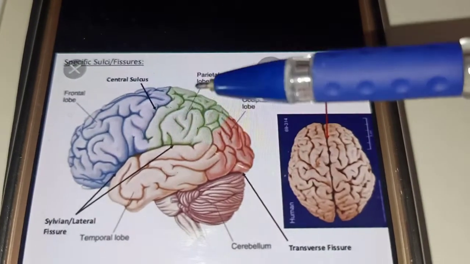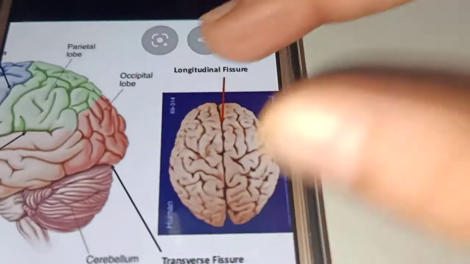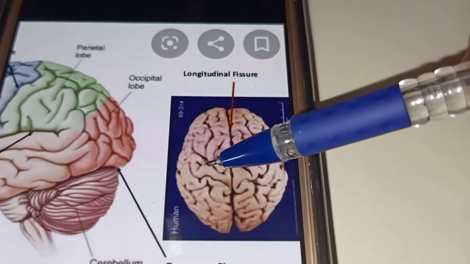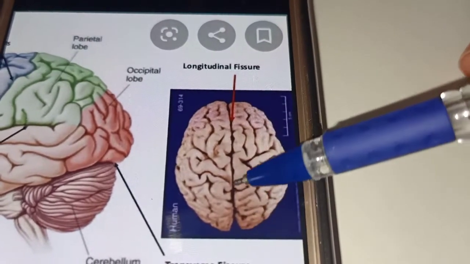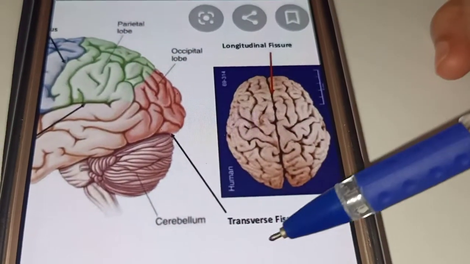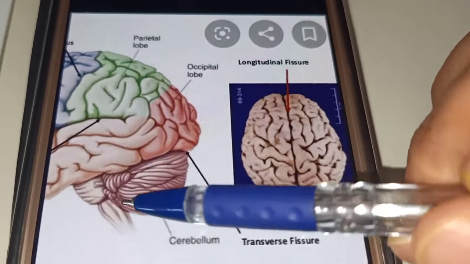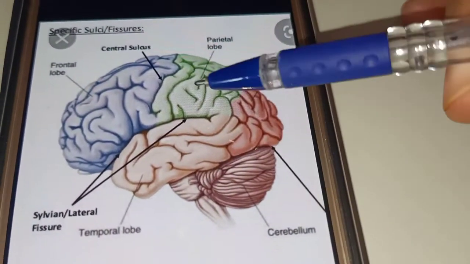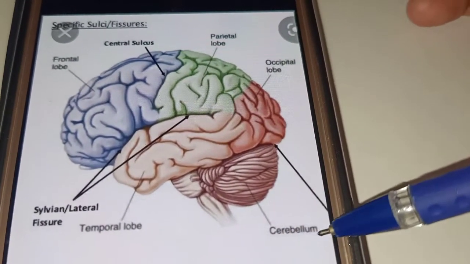Now you can see here, this is the longitudinal fissure, which is separating the cerebrum into two halves, the right cerebral hemisphere and the left cerebral hemisphere. It is dividing the cerebrum into two hemispheres, right and left. So this is the longitudinal fissure, deep. The next is the transverse fissure. You can see, this is the transverse fissure which is dividing the cerebrum from the cerebellum. This is the transverse fissure which is separating the cerebrum from the cerebellum.